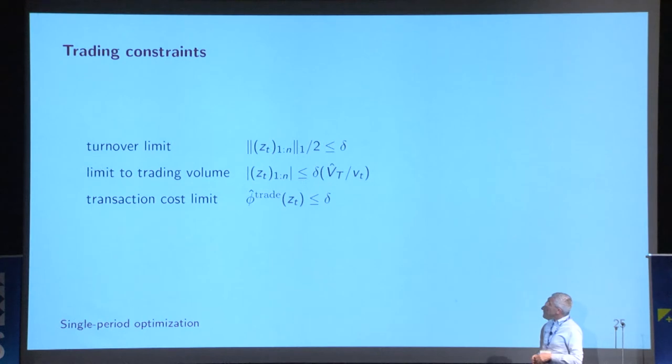Trading constraints. You might have a turnover limit, which says, of course, that's your turnover, and you limit it. You might have a limit to trading volume. This would be absolutely like always. And you might have a transaction cost limit. Everything's normalized, right? So if that was 0.01, that would be bad. It just means that you're proposing trades that will actually have a trading cost that's 1% of your full value. I mean, you might do that in an emergency or something, but that would be okay. So these are the kinds of things you'd have.